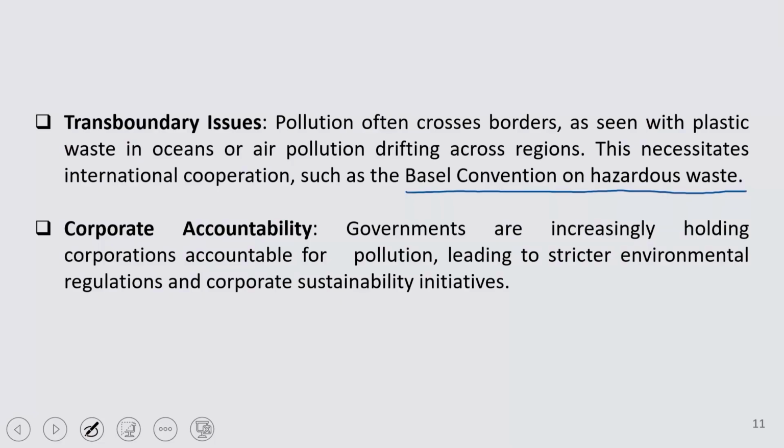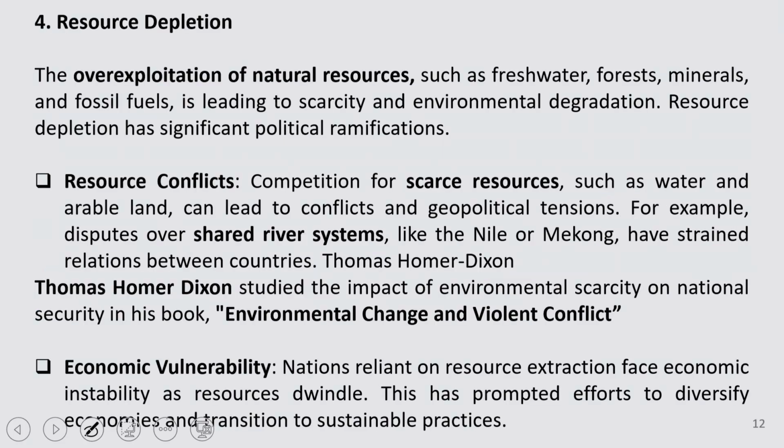Then we will see the status of corporate accountability. Governments are increasingly holding corporations accountable for pollution, which leads to stricter environmental regulations and corporate initiatives.